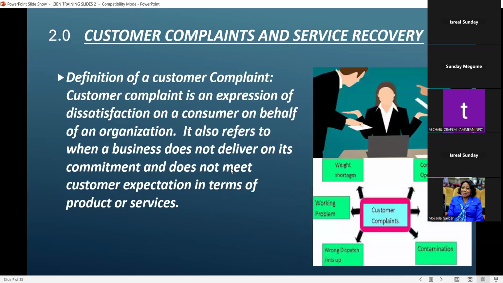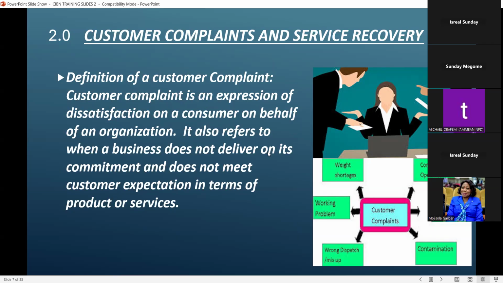We go to the second, 2.0. Now we are looking at customers' complaint and service recovery. This is something that a lot of companies in Nigeria have gotten wrong. And that's why at times you go on social media, you see today some company is trending for the negative thing. Because of what? How they treat their customers' complaint.